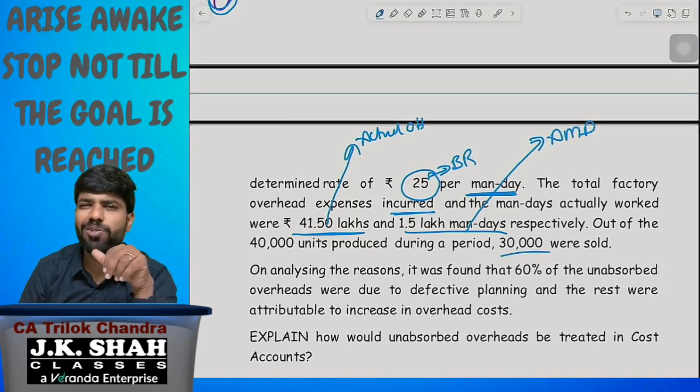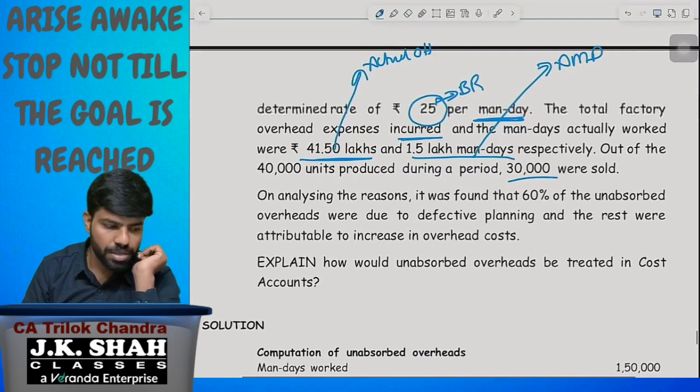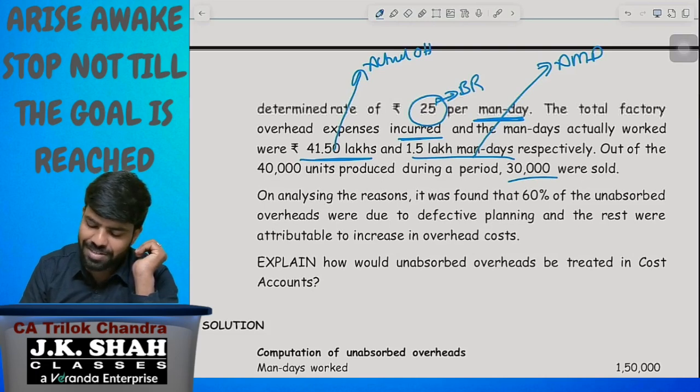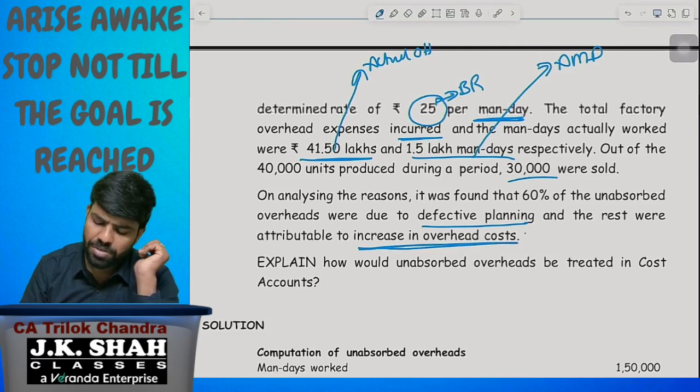Again, the closing stock is 10,000. Same story. The only thing is the base quantity changed. Next, on analyzing the reasons, it was found that 60% of the under absorption was due to defective planning. Same story, and the rest was attributable to an increase in overhead cost. So this 40% is a product cost, and this 60% is a period cost.